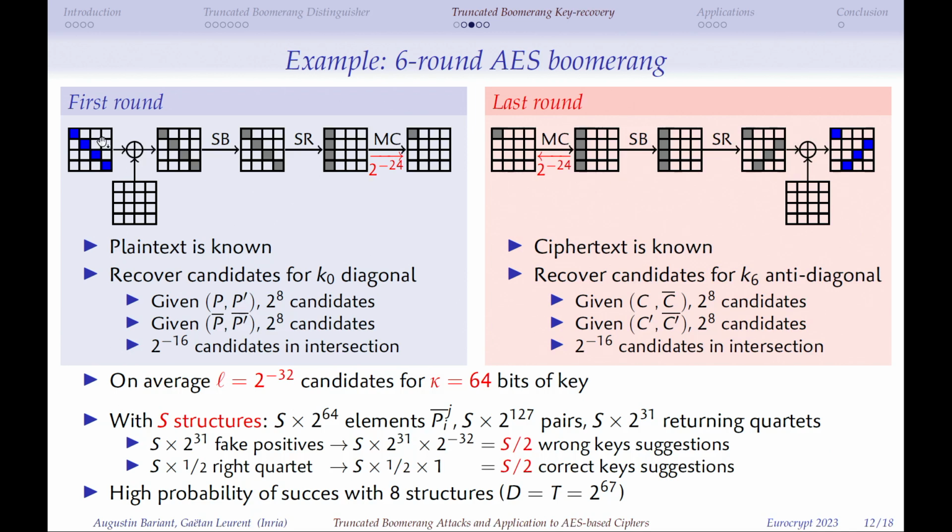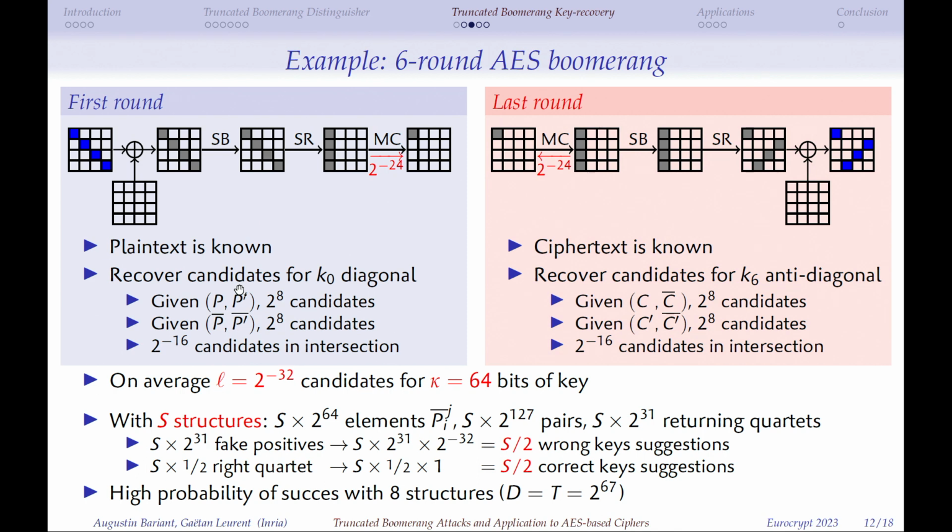Well, we can look at the first round, and when we have a quartet, we have a value p, p prime that we assume follow the trail, and based on this value, we can get information from the diagonal of the first key, because we know that after one round, we want the difference to collapse to just one active state, and this is determined by just the first diagonal of the key. On average, we expect that 2 to the 8 key candidates out of 2 to the 32 will satisfy this property.